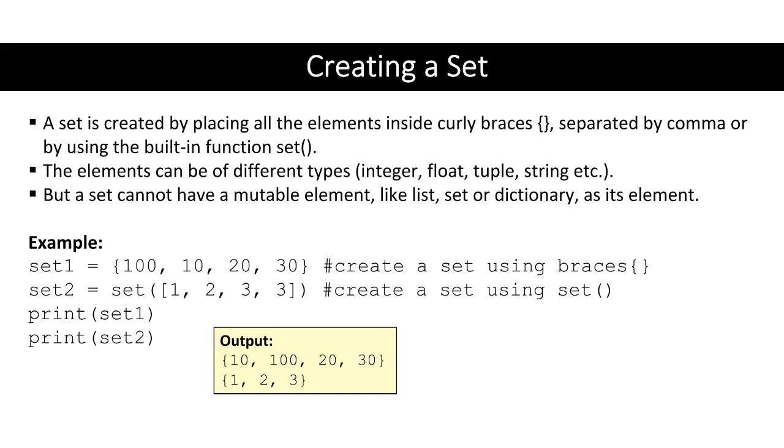Let's go step by step. Set 1 equals {100, 10, 20, 30}, this creates a set with 4 values. Set 2 equals set([1, 2, 3, 3]), here the list contains duplicate value 3. Now, print set 1, output 10, 100, 20, 30. The order is not the same as input because sets are unordered. Print set 2, output {1, 2, 3}. Duplicate value 3 is removed automatically.